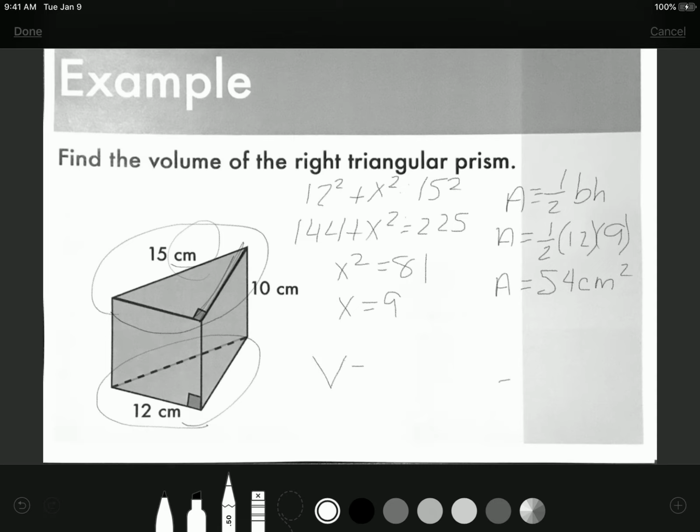The volume we said was base area times height. That's where this 10 is coming in. The 10 is the height of the entire object. So we're going to take the 54 and plug it in for the base area and multiply it by the height of our prism. So 54 times 10 is just 540 centimeters cubed.